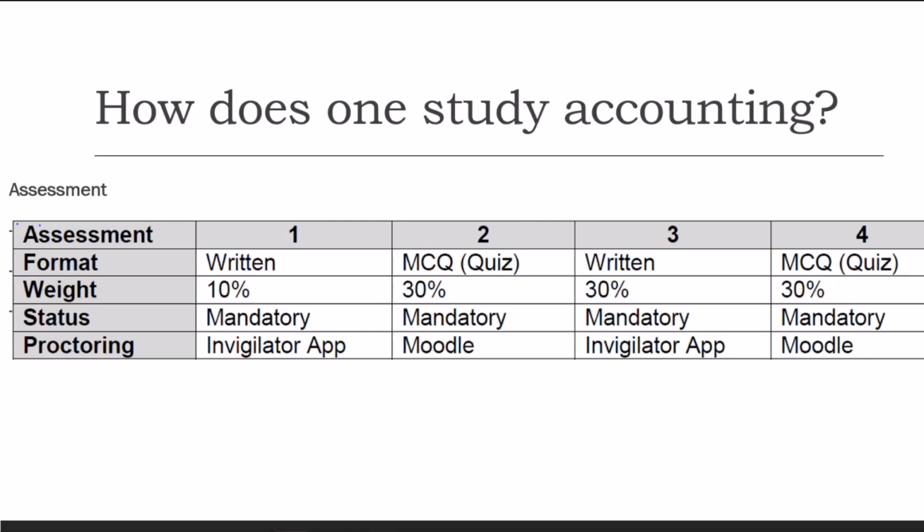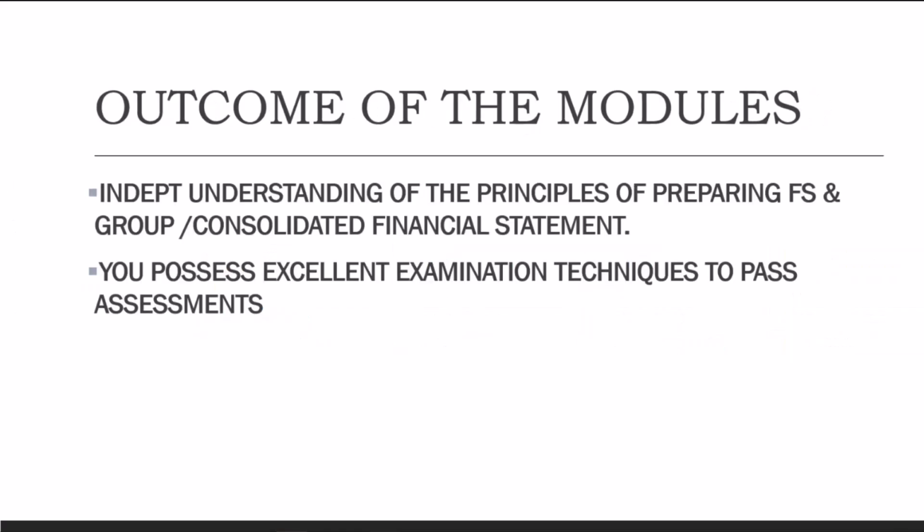So this is just, I think, the assignment and the weighting, but we'll do that. Good. So what is the outcome of the module? At the end of this module, I expect you to have an in-depth understanding of the principles of preparing financial statements and group financial statements. That is what I expect from everyone. For those doing FAC2601, to be able to prepare the financial statements, and for those doing the groups, to be able to prepare consolidated financial statements. That is the outcome.